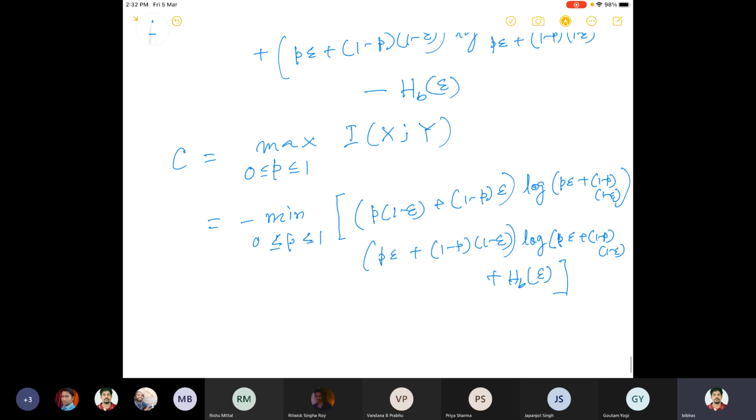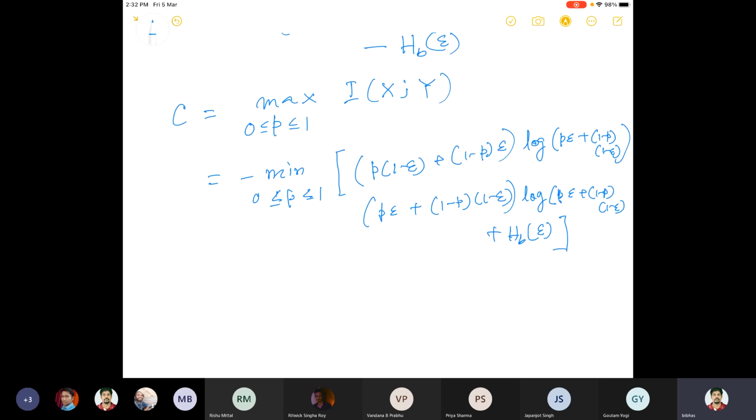Now I need to optimize this. So what I can do is take the derivative, put that equal to 0, and then find the value of P. Sir, I think the first log function will be different. The first log term, this one. Yes, that would be P into (1 minus epsilon) plus (1 minus P) into epsilon. Okay, so anyway, this is the idea. I may have made some mistake in the calculation.